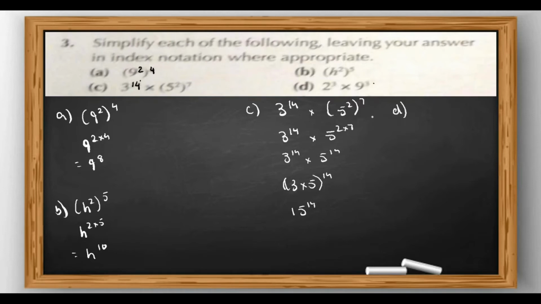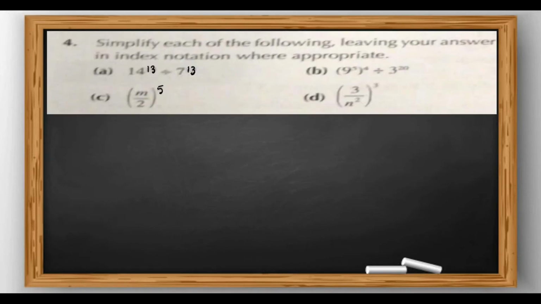Part D says 2 raised to power 3 multiplied by 9 raised to power 3. So multiply the numbers, 2 multiplied by 9, and take the powers as common. Simply apply the fourth law of indices. So 2 9s are 18 and 18 raised to power 3 would be your final answer. Moving on to question 4 part A.